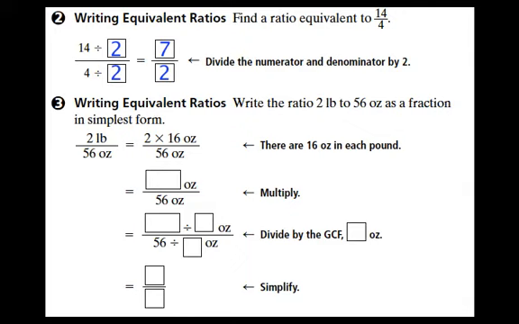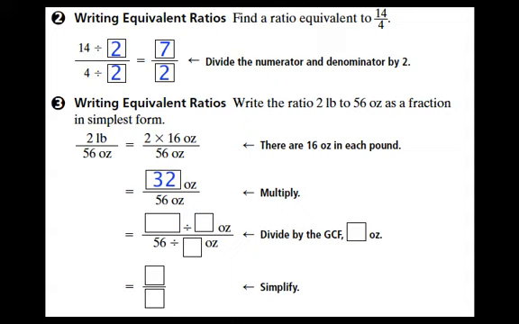Now let's take a look at number 3, writing equivalent ratios. Write the weight ratio 2 pounds to 56 ounces as a fraction in simplest form. To be able to do this, we have to have the same label on the top and the bottom. If we're talking about 2 pounds and 56 ounces, we have to convert those pounds into ounces. Well, there are 16 ounces in 1 pound, so we're going to take 2 pounds times 16 ounces. 2 times 16 is 32. So we have 32 ounces over 56 ounces.